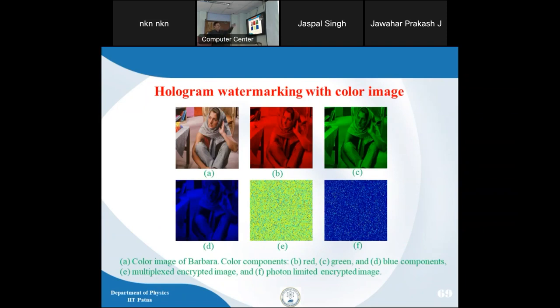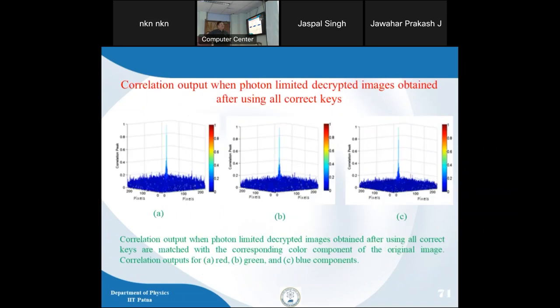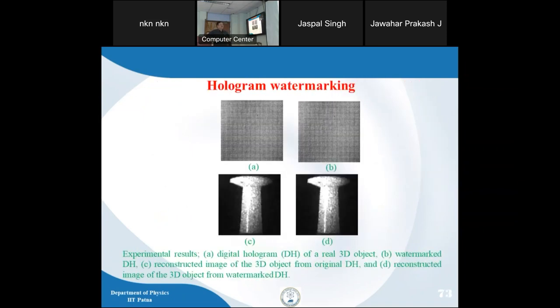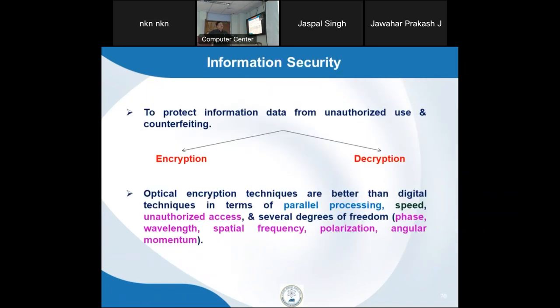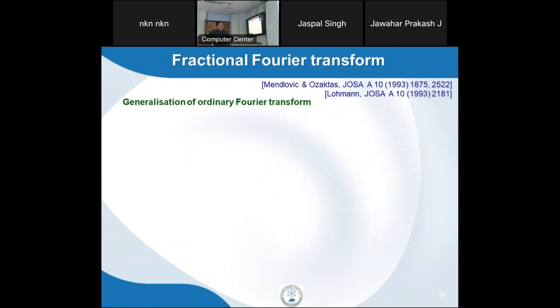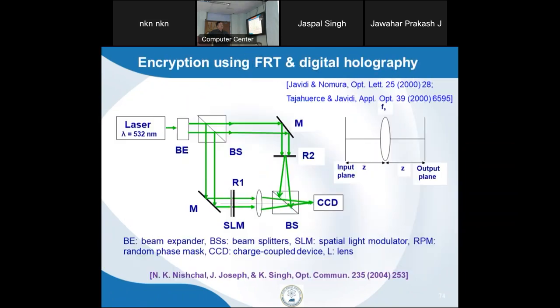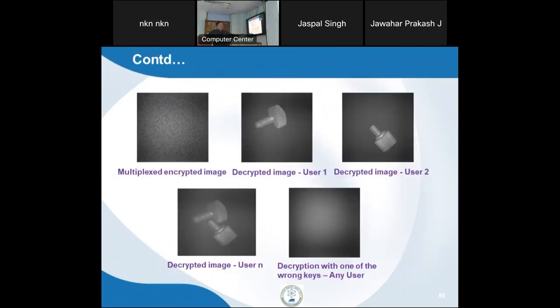So this was the hologram watermark with a color image. Maybe I'll skip some of these parts, come back to that part, and then I'll again come back here.